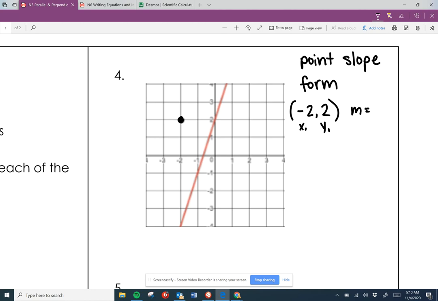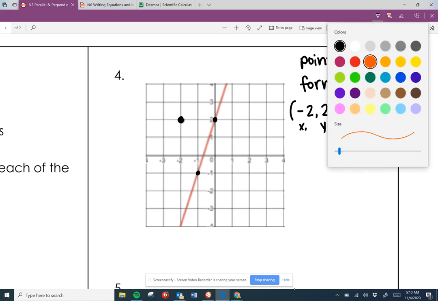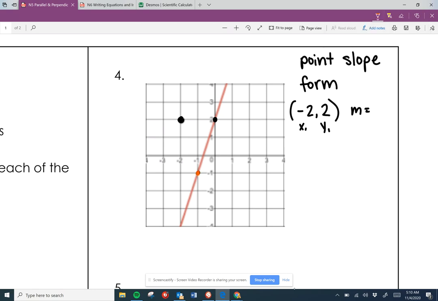So I need to find two perfect points on the red line and then track what the rise over run is going to be. So let's do that here in orange. Okay, and I need to go up 3 boxes and right 1. So that's going to give me a slope of 3. You could use 3 over 1, but 3 is most simplified. So I'm going to use the x1, the y1, and the m to write my equation in point slope form.